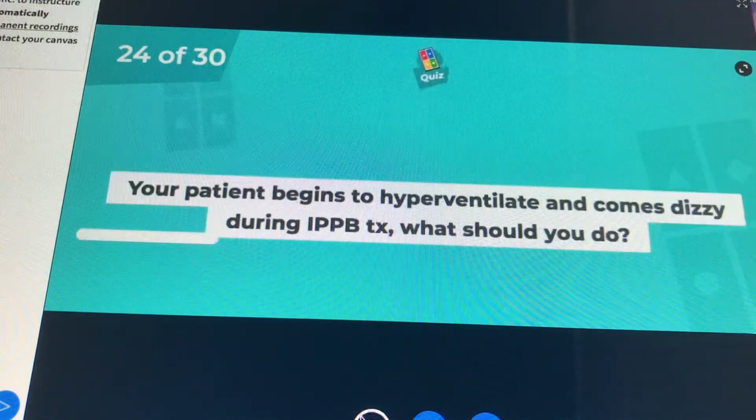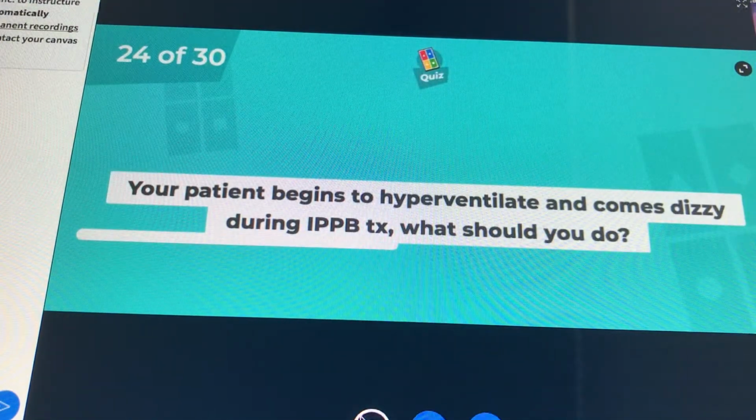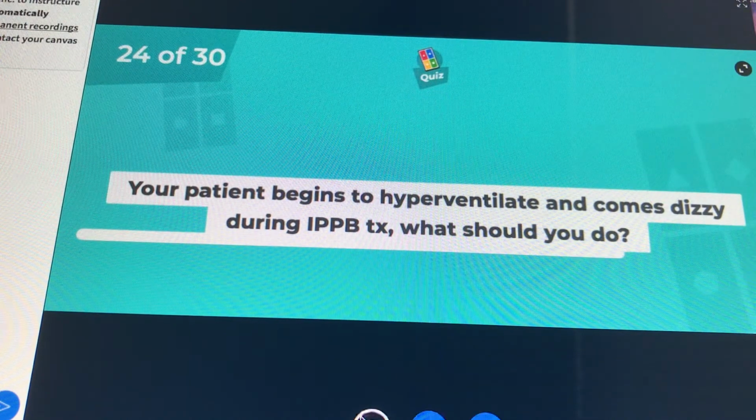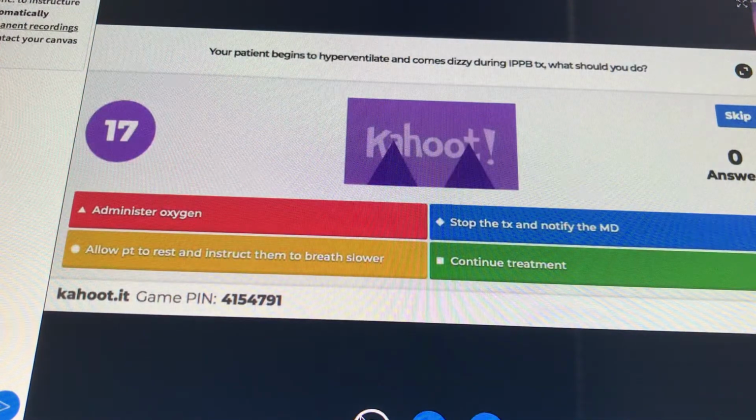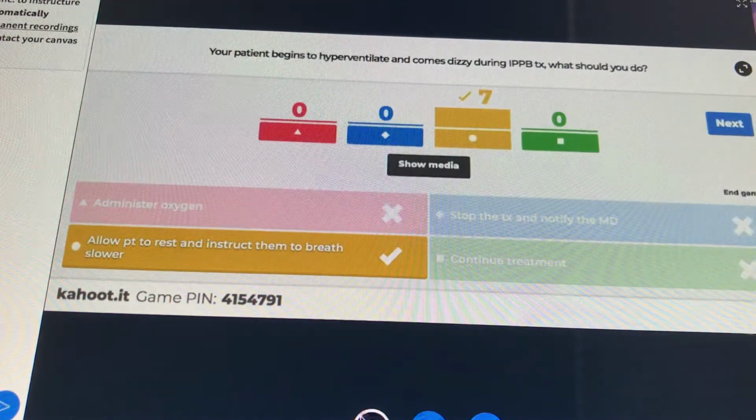Let's take a minute. When your patient begins to hyperventilate and becomes dizzy during IPPB treatment, what should you do? You should allow them to rest and instruct them to breathe slower.